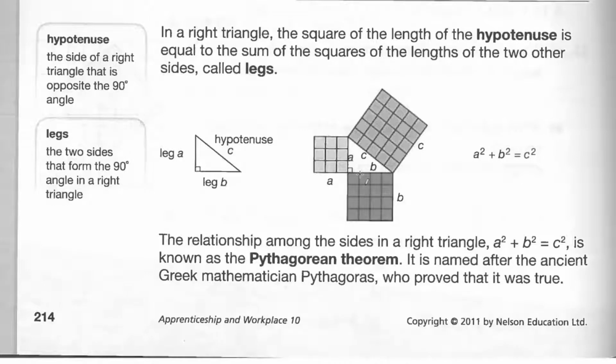You may have also heard it in the Pythagorean theorem as a squared plus b squared is equal to c squared. And it's named after Pythagoras, an ancient Greek mathematician who proved this a long, long time ago. So using that information, particularly this formula right here, let's do a couple of example questions.